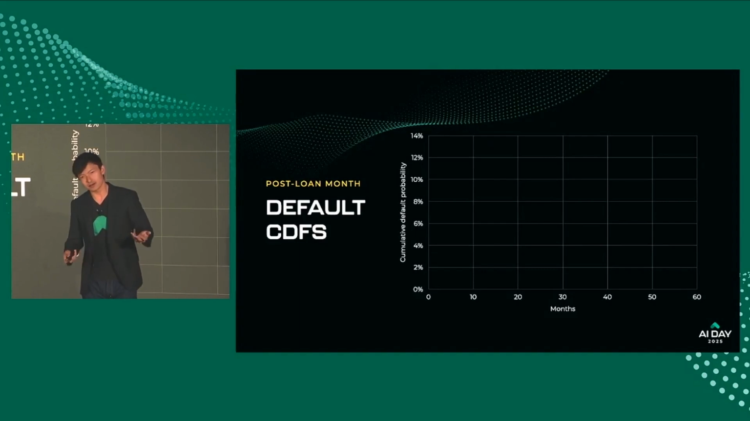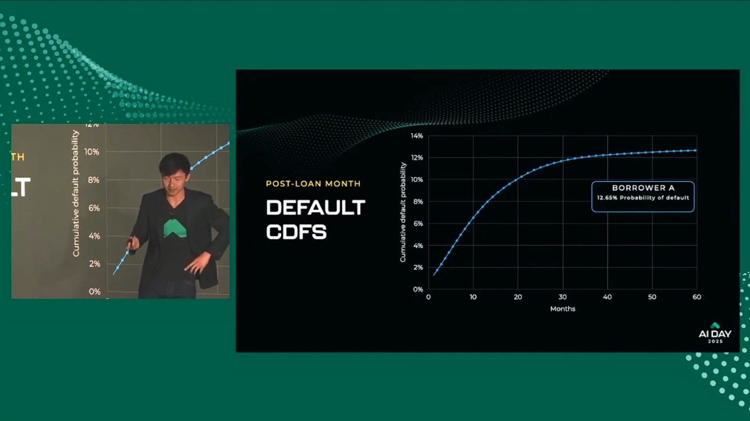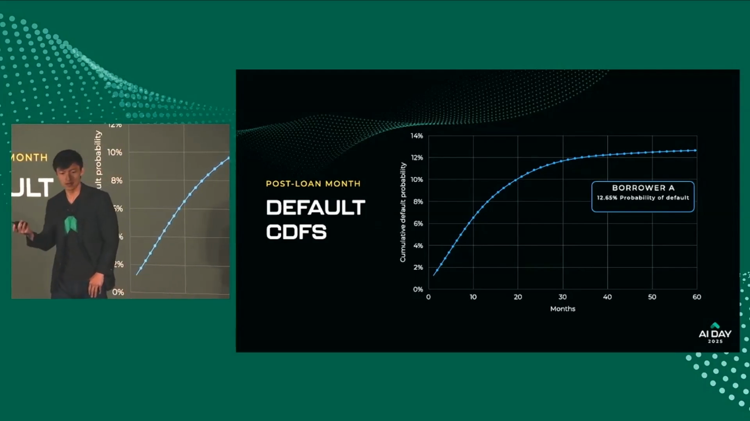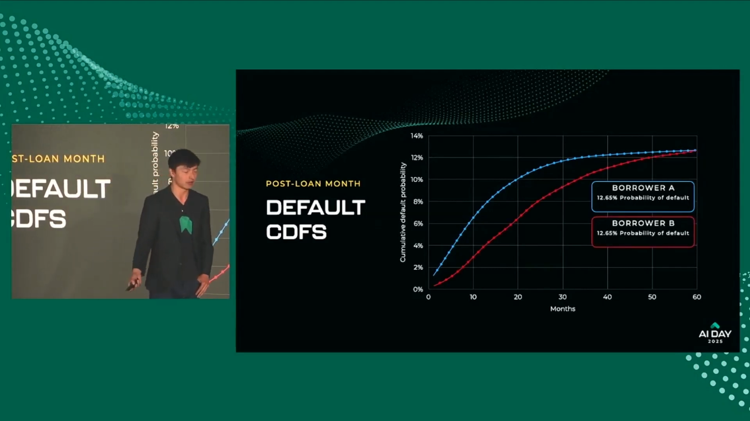Now, you might think, oh, okay, that's cute, but does that really matter? And the answer is yes, it matters massively. So I'll just give you a specific example to illustrate the point. Let's take two borrowers. Borrower A has a lifetime chance of defaulting on their loan of 12.65. Another borrower, borrower B, has exactly the same lifetime default probability.